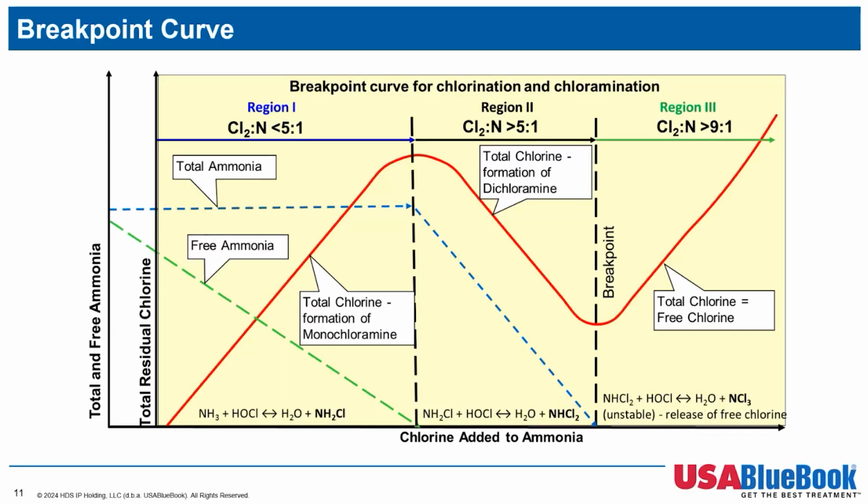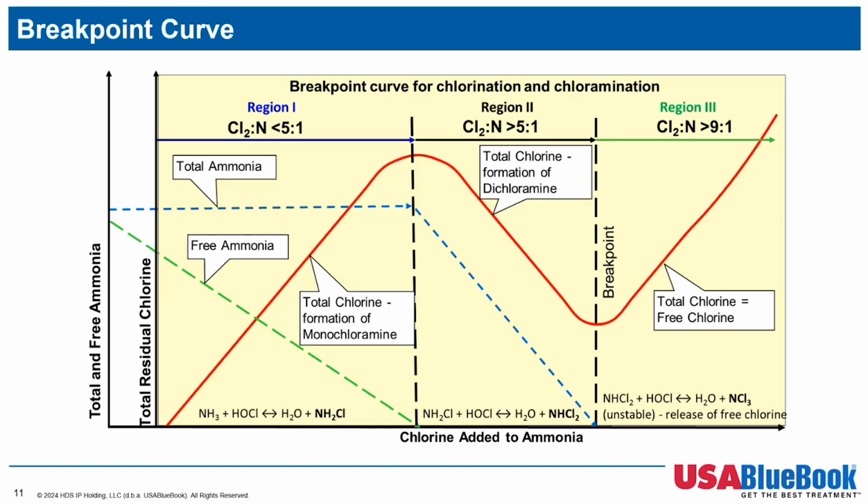And on the next slide, we'll look at the full breakpoint curve. Now, this may look familiar. The 3 zones are shown here once again. In zone 1 or region 1, demand is satisfied and monochloramine is building. This is where we want to be. Zone 2, and you've gone past the hump. Dichloramine and trichloramine form, and the residual actually falls. Taste and odor complaints usually occur right here. Then in region 3, past breakpoint, now you're making free chlorine again.